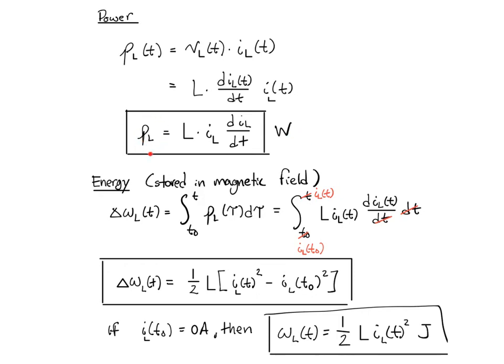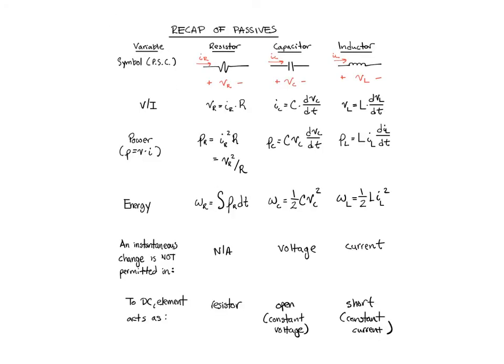So the power of an inductor is L times I times di/dt. And the energy, again derived as the change in the energy stored in the magnetic field, is going to be 1/2 times L times the difference between I squared minus the initial I squared. And if that initial current is 0, then that equation just resolves to the energy stored in the field is 1/2 L i squared.